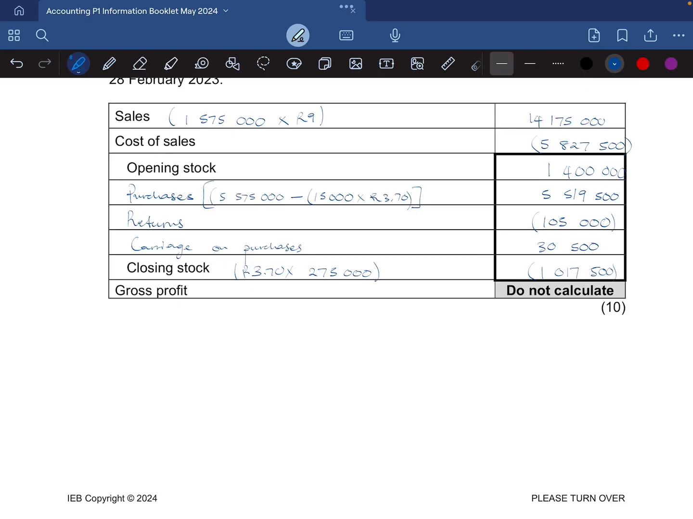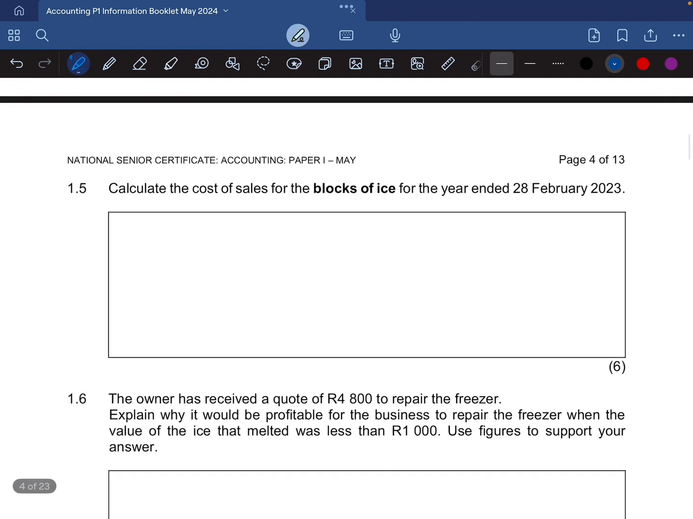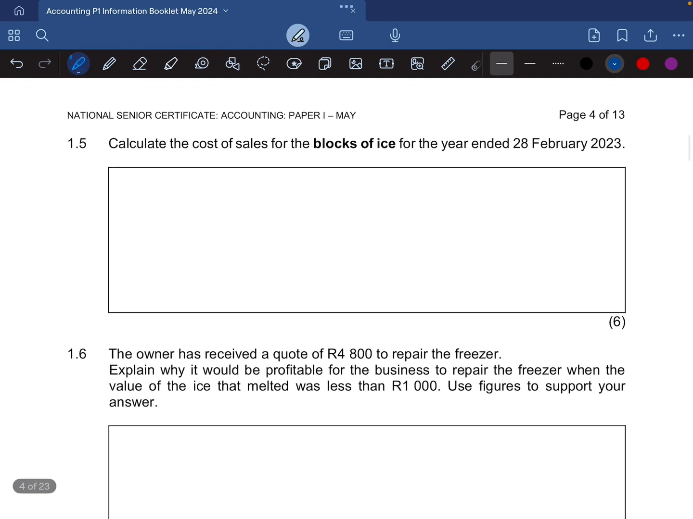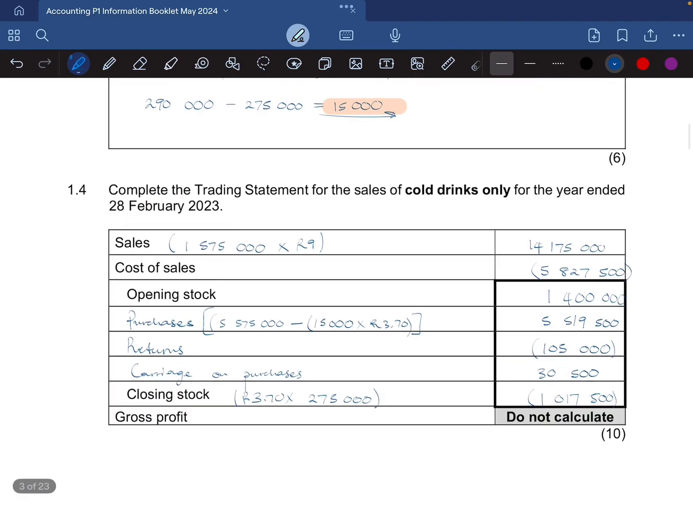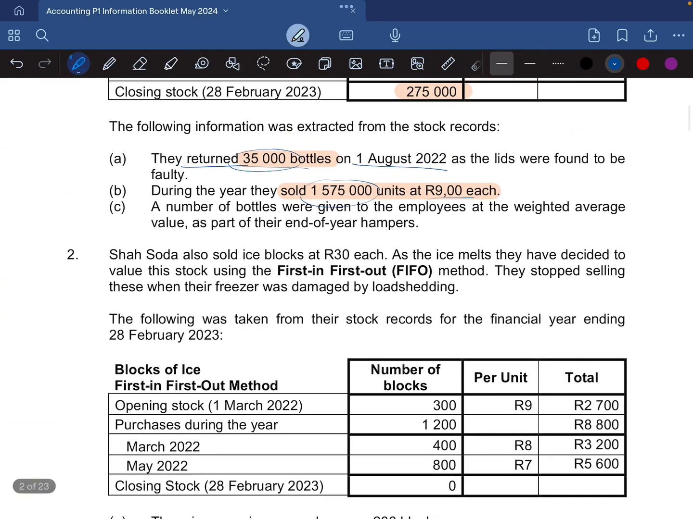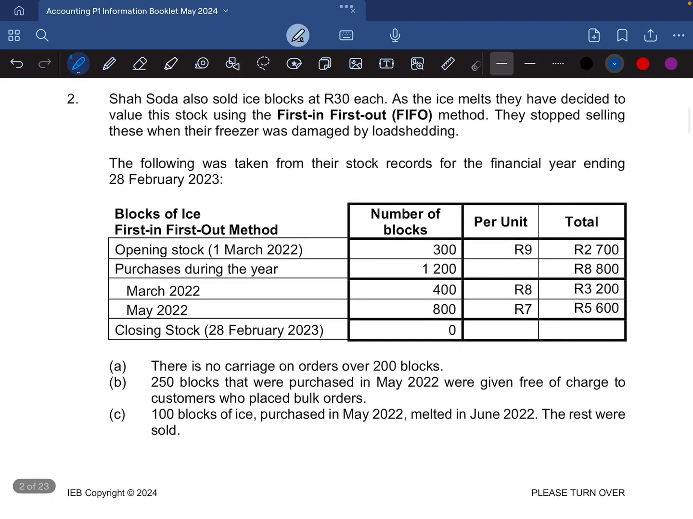Right, so now we're going to move on to 1.5. 1.5 says calculate the cost of sales for the blocks of ice for the year ended 28 Feb 2023. So we need to go back to information number 2, where we are told that Shahar Soda also sold ice blocks at 30 rands each. So we know that here we are selling at 30 rands each.